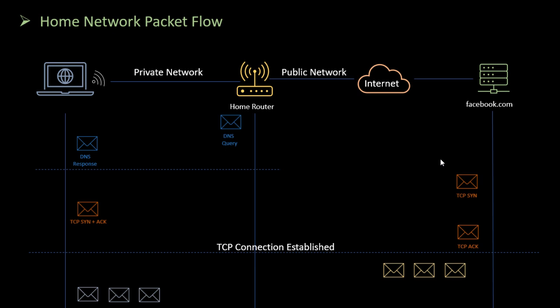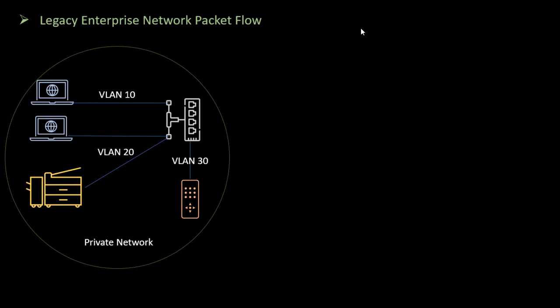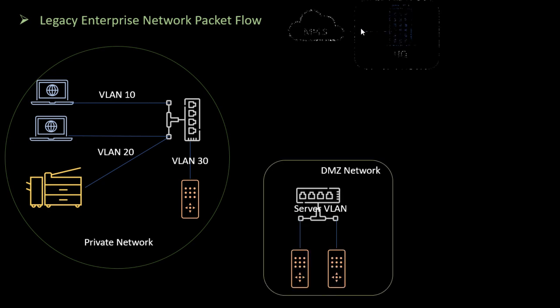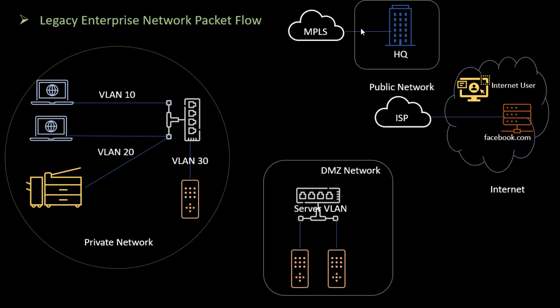And we have the next network, that is your legacy enterprise network, right? Now we will see how packet flow occurs in legacy networks. We used to have private networks, a DMZ network, MPLS connectivity to the headquarters. Then we used to have an ISP, the public network where we used to get the internet connectivity. And then we used to have an enterprise router, which gives connection to all these different networks, right?